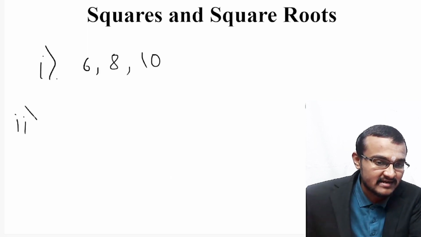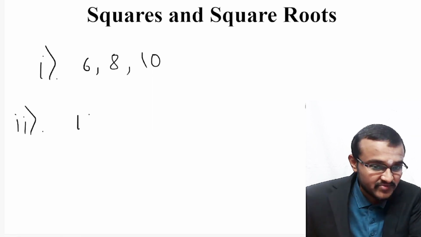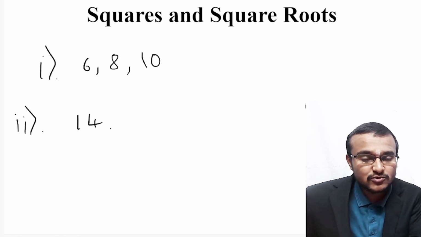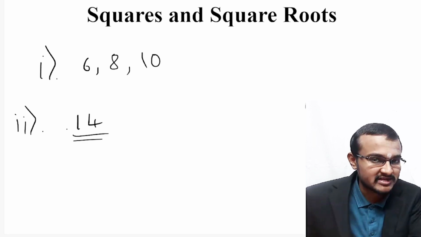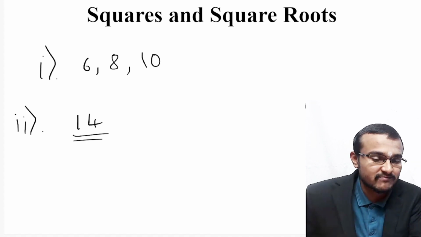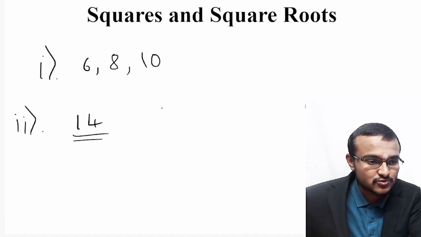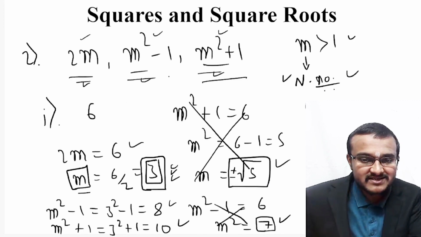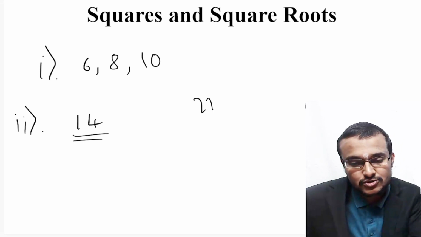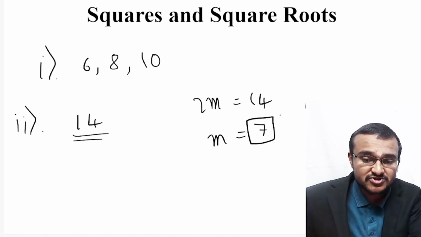Similarly, in the second question, they have given 14. Here also you can go on verifying. They are saying 14 is one number of a Pythagorean triplet, and you should find the other two numbers along with this 14. So you just go on substituting the number 14 in these three expressions. Let us take 2m first. So 2m is equal to 14, so m is equal to 7. Here you are getting a natural number which is greater than 1, so this condition is satisfied. So you have got m equal to 7 as your answer.